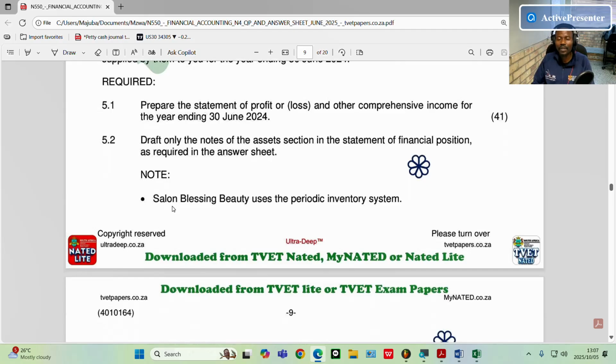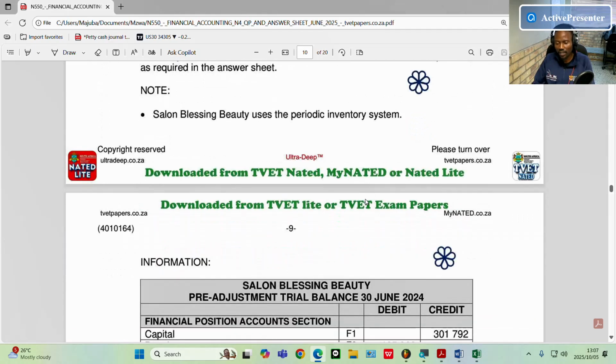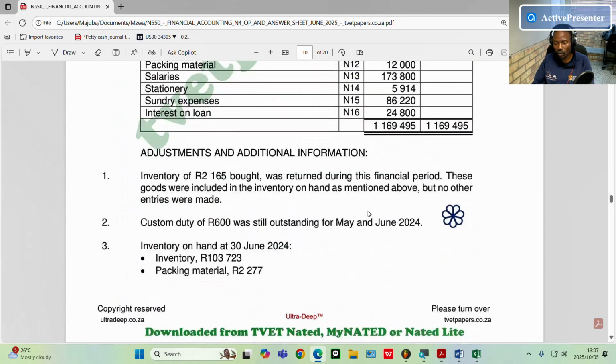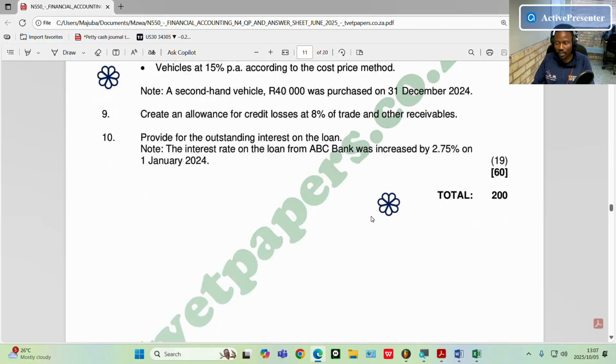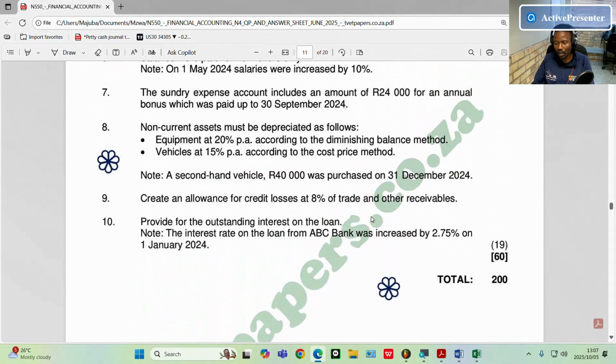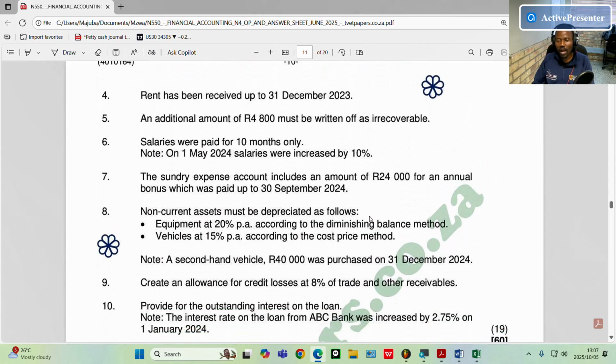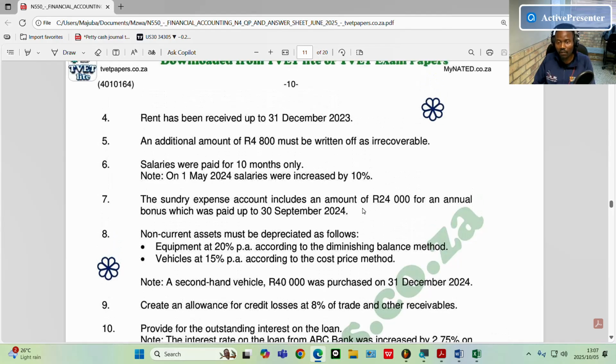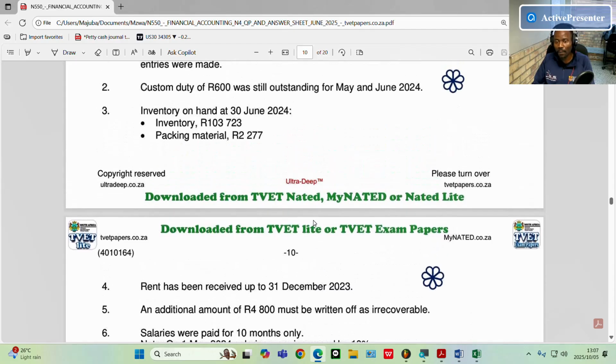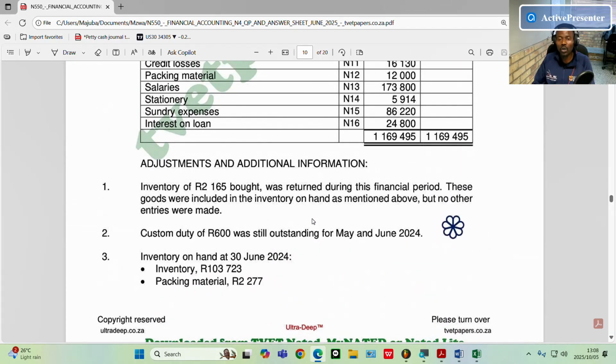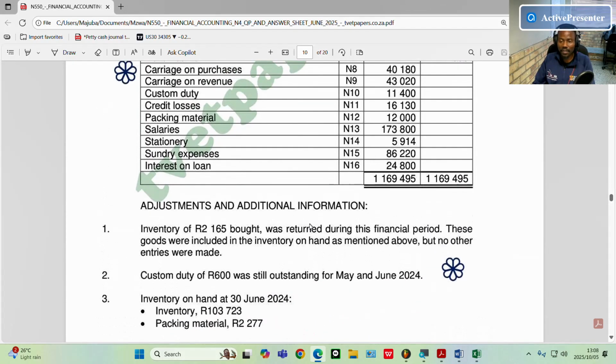The note says Salon Blessing Beauty uses the periodic inventory system. So this is not the perpetual, but instead it's the periodic inventory system. So here's the full question, and I'll be using the printed question paper. The reason why I told you which question paper I'm answering is so that you can go to your TVET Lite and download that question paper. Then it will be easier for you to follow while watching this video.